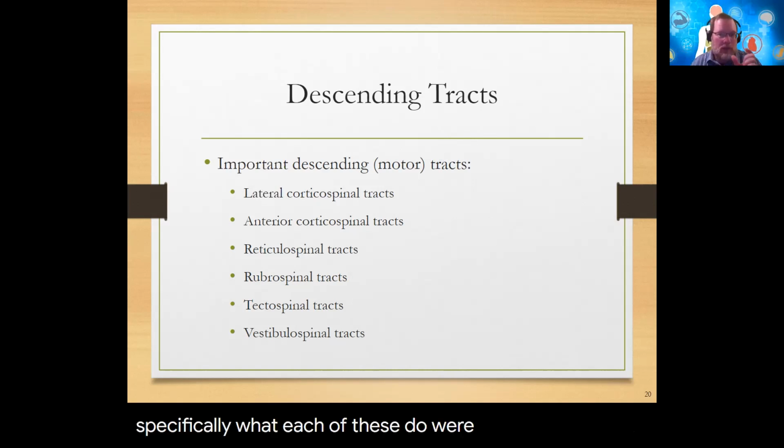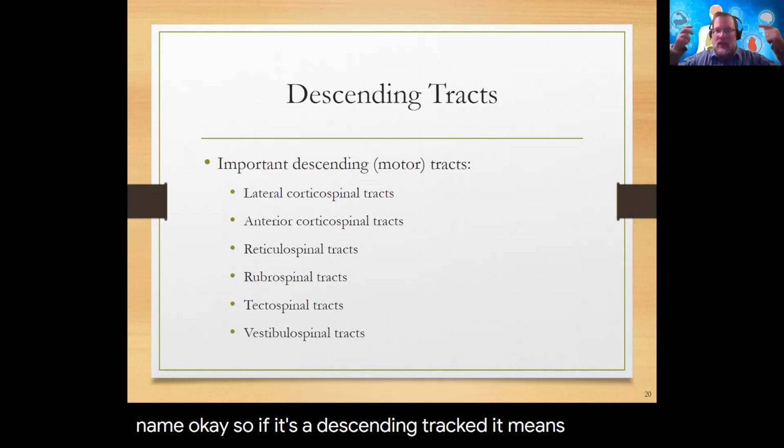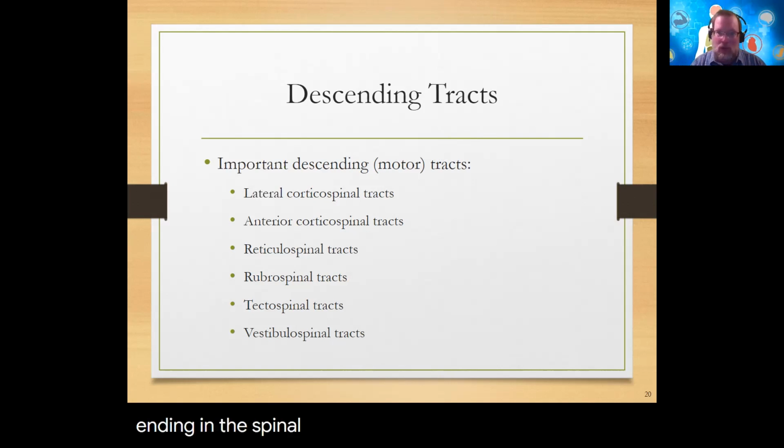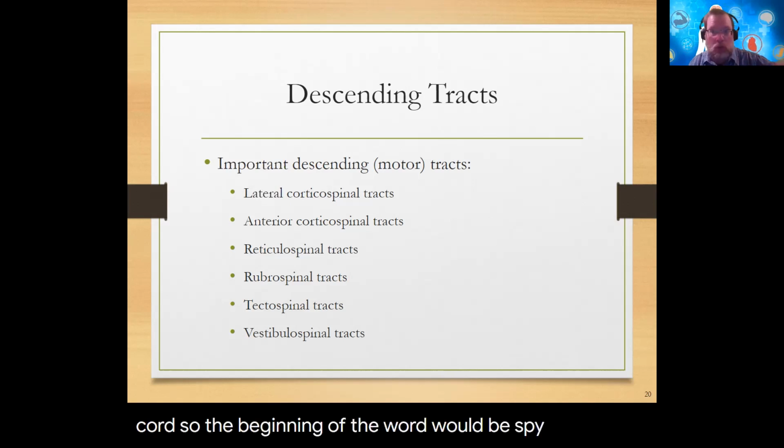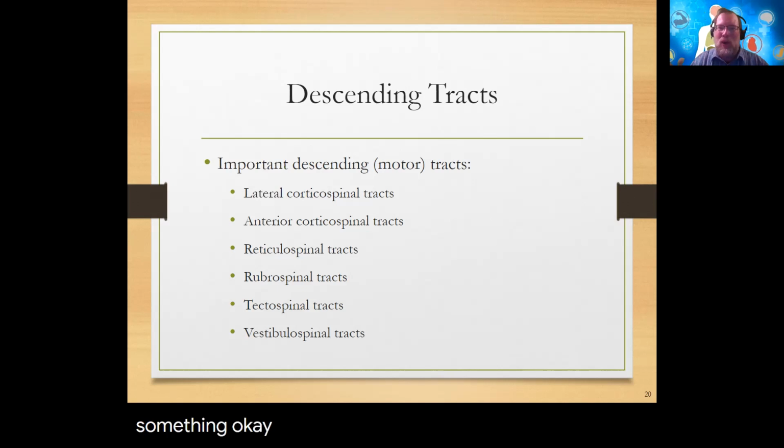We're asking you to see the terminology giving you the answer. The clue is in the name. Okay. So if it's a descending tract, it means it's ending in the spinal cord. So the end of the word would be spinal. If it's an ascending tract, it's beginning in the spinal cord. So the beginning of the word would be spino something. Okay. Hopefully that kind of makes sense, clears things up.